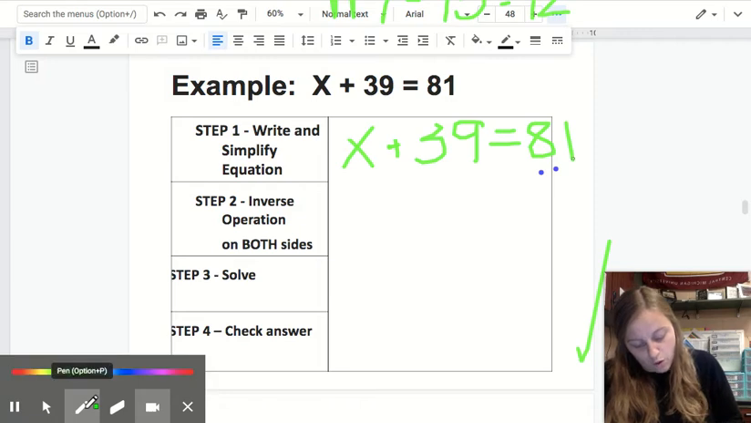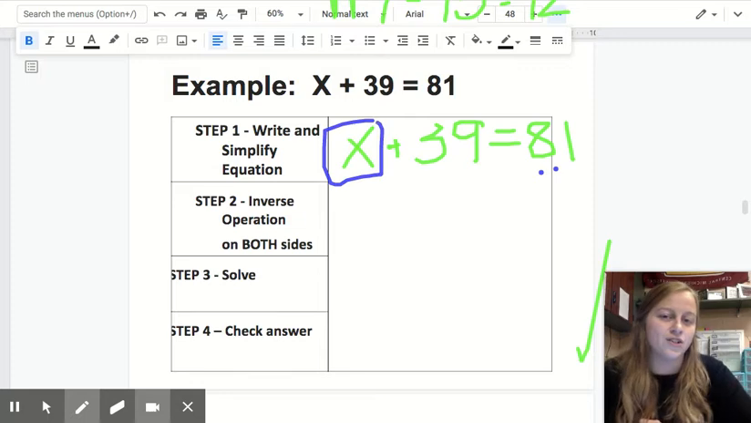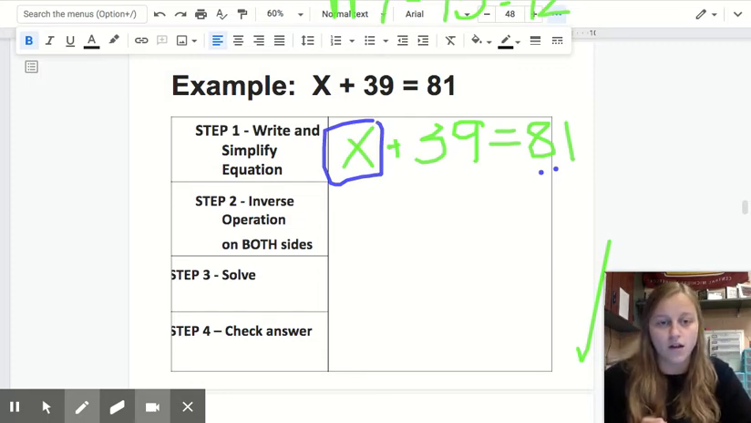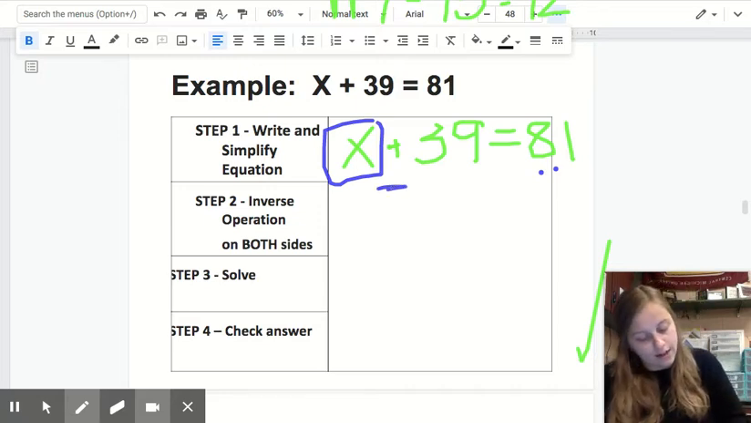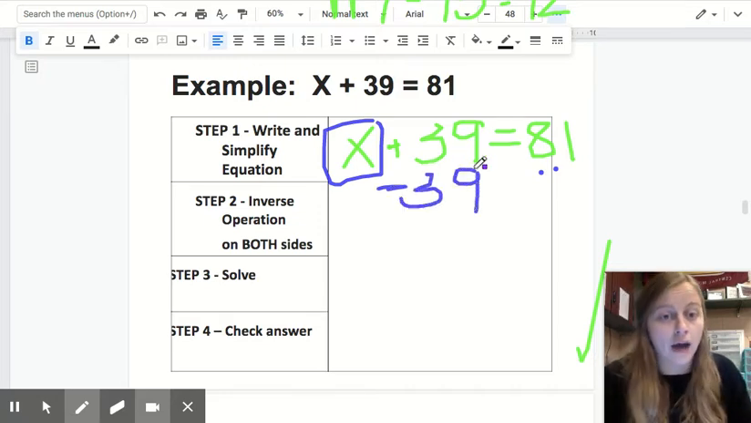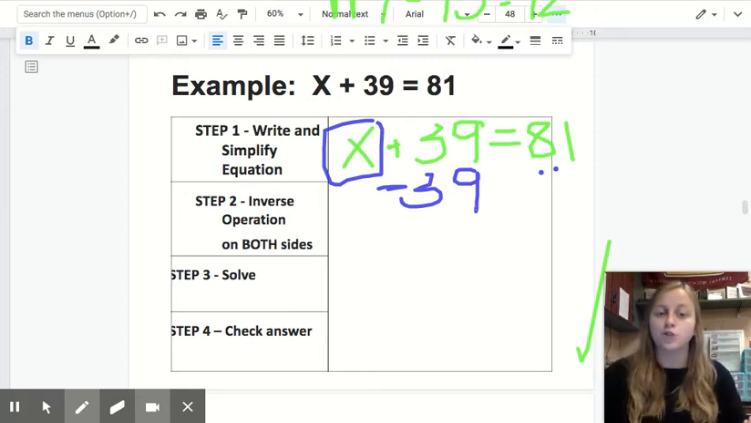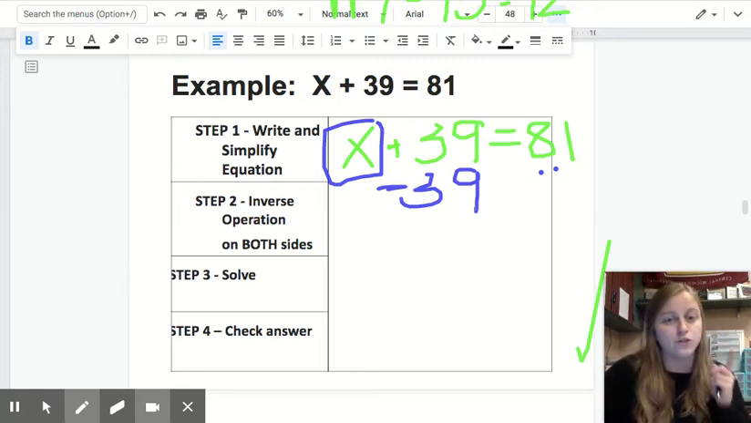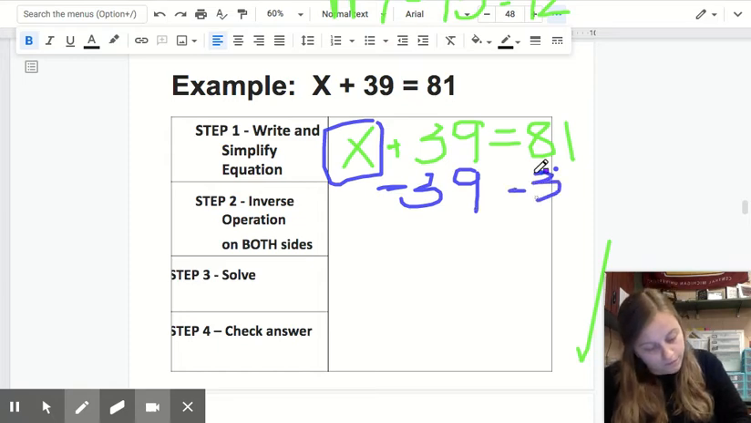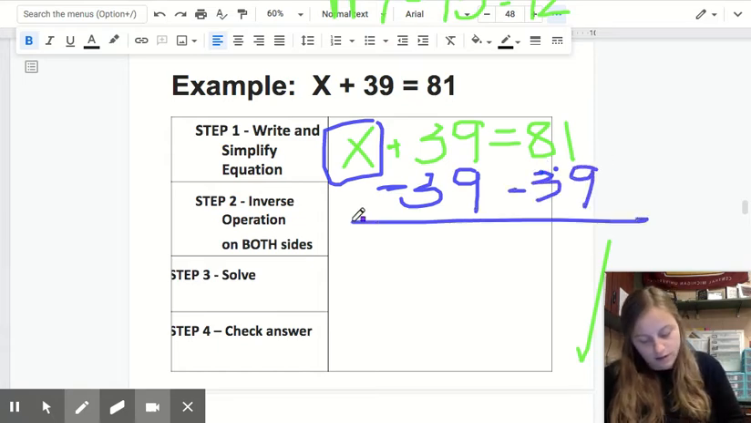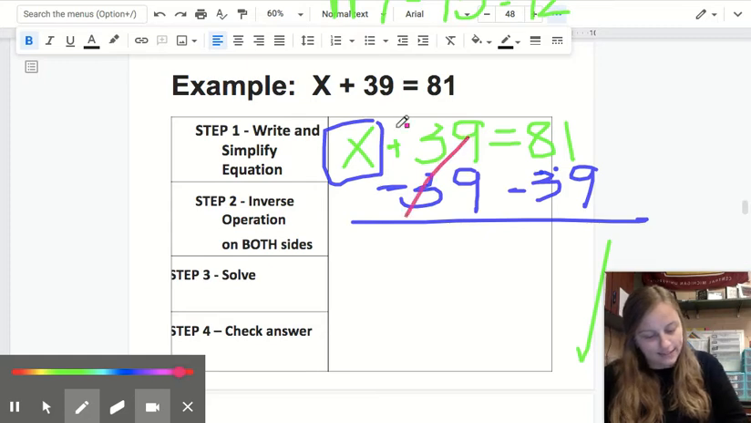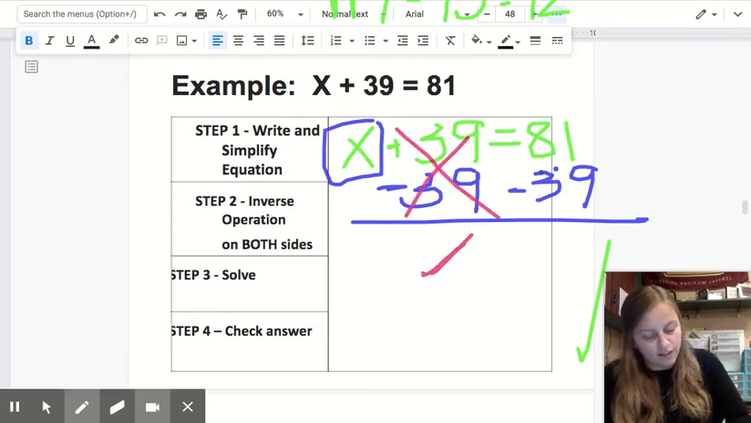Step number 2 is to show my inverse. Well, I'm trying to get x all alone. So whatever is attached to that x, I need to get rid of. Looks like I have a plus 39. How do I get rid of a plus 39? Well, I subtract 39 on both sides. If I subtracted it on one side, I have to subtract it on the other. So my 39s cancel each other out over there. I'm just left with x.